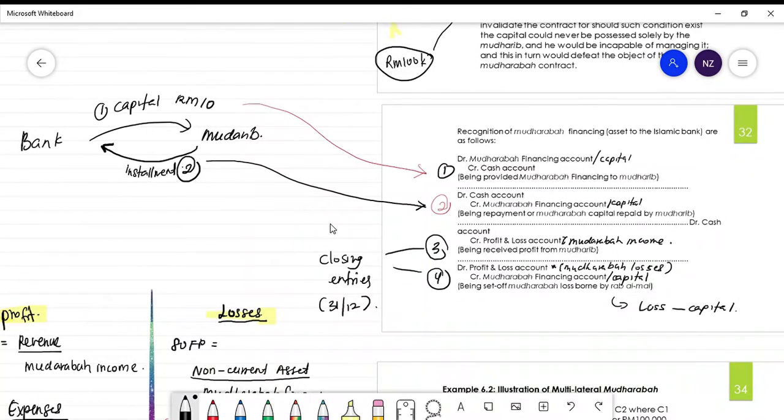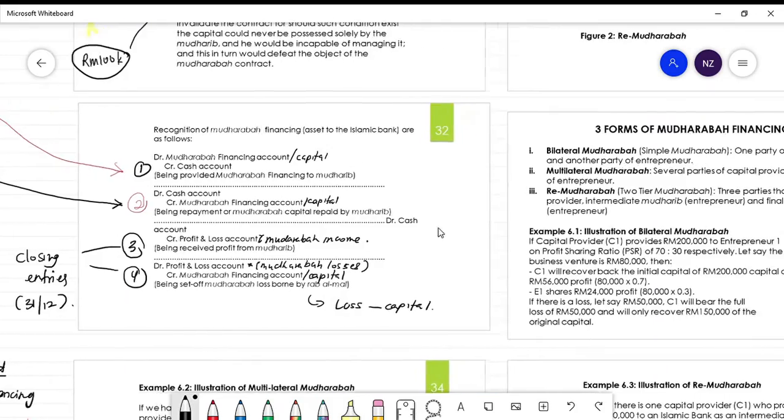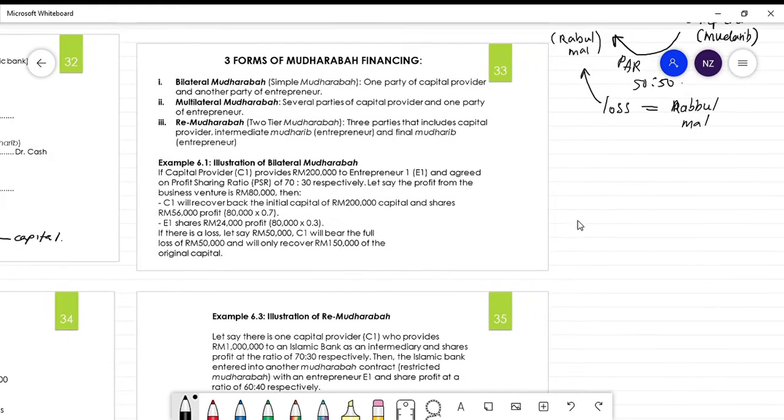Okay, now dah habis kita record the asset ataupun ini payment regarding the contract into journal. So macam saya cakap, kita tengok example dia lah. Okay, ini kita dah terangkan tadi kan, mudharabah financing ni ada 3 jenis, 3 form. Bilateral mudharabah ataupun simple mudharabah tadi, multilateral mudharabah and re-mudharabah. Ini saya dah explain tadi dah kan. Okay, kita terus move to example.